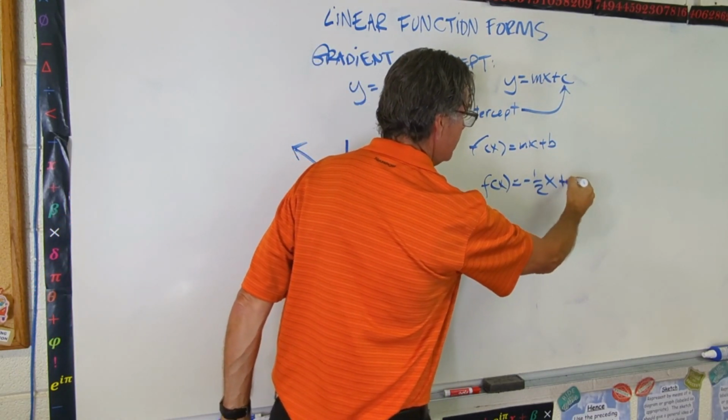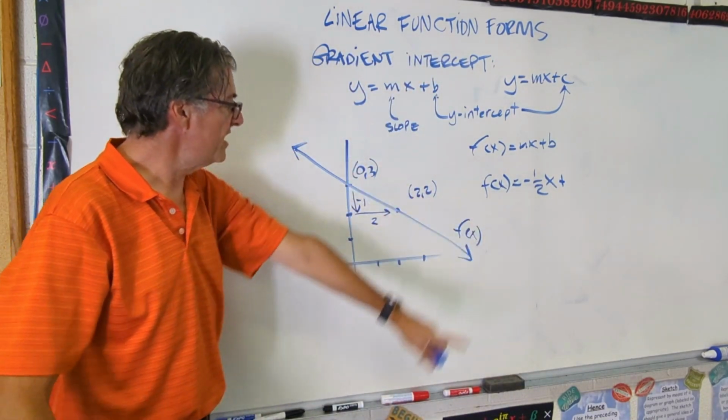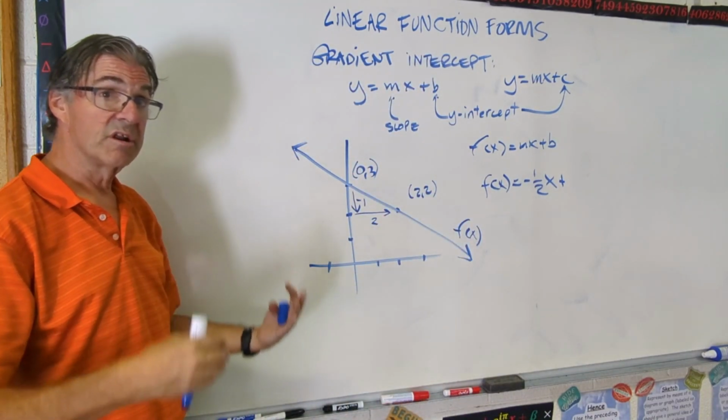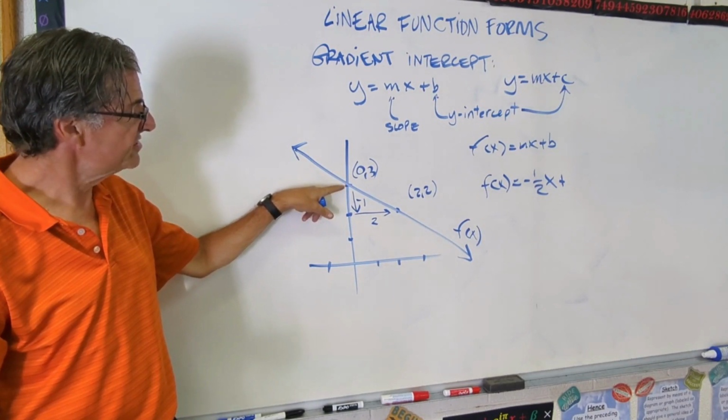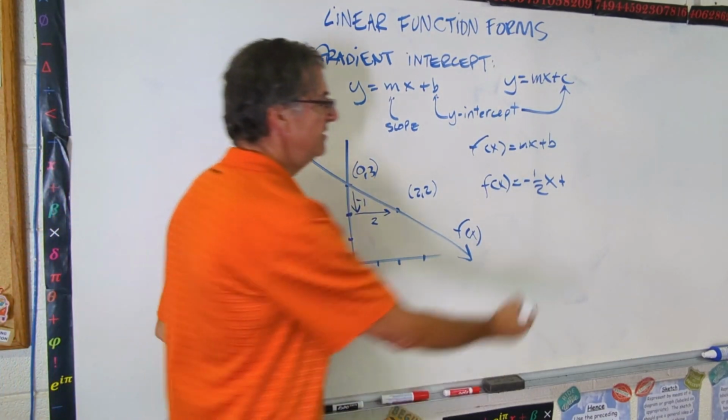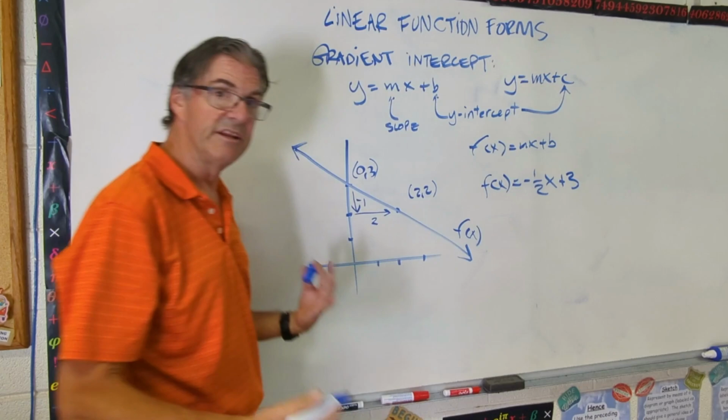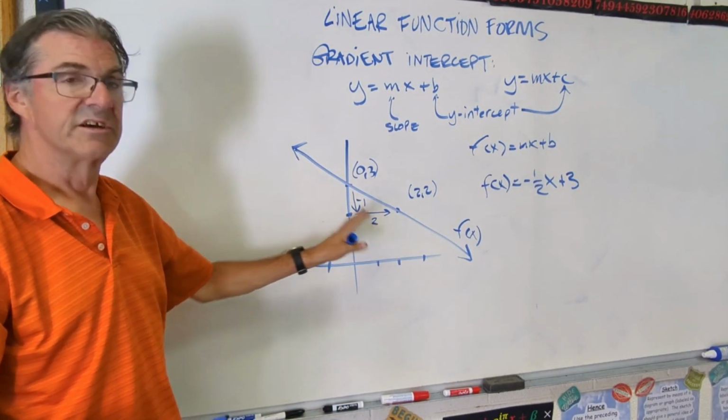Bring our x down, and then b is the y-intercept. That is the y-coordinate of the point where it crosses the y-axis. So that's 3. So this is the gradient-intercept form for this graphed line.